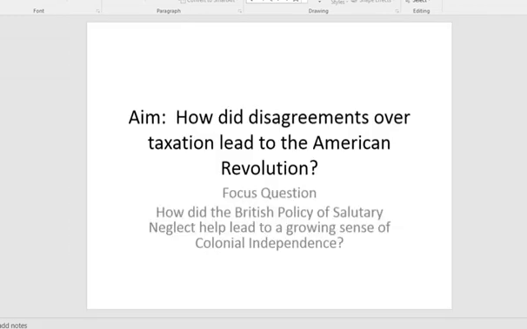Let's return to our focus question. How did the British policy of salutary neglect help lead to a growing sense of colonial independence? There's your focus question. There's your module.